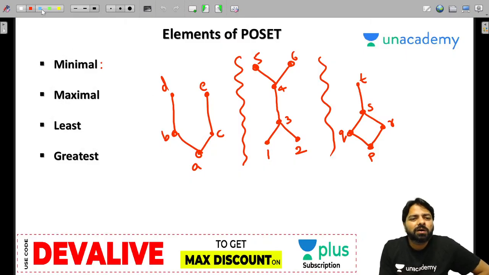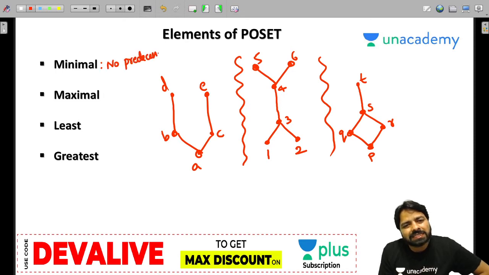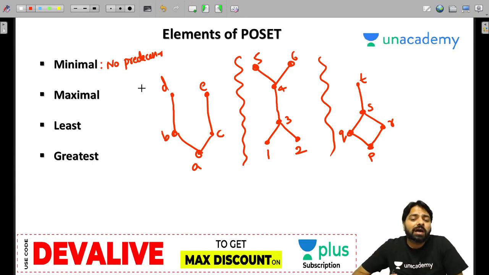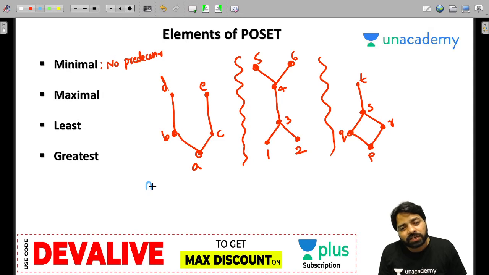Now look, minimal means there is no predecessor. No predecessor. Then how do you read this diagram? Start from down and go up. If you look at A, it has no predecessor here.